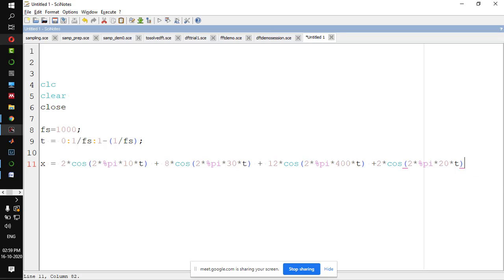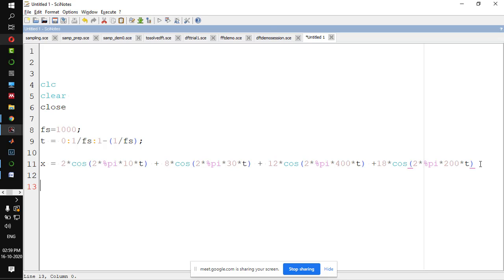Fine. So I have a signal x of t which has 4 frequency components. One is 100 hertz, another is 30 hertz, another is 400 hertz, and one more, let me give it as 200 hertz. This has an amplitude of 2, this has 8, this has 12, and this has say 18. Fine.